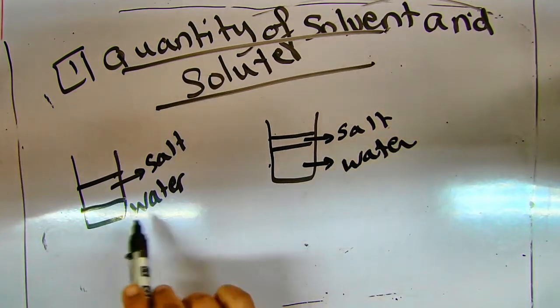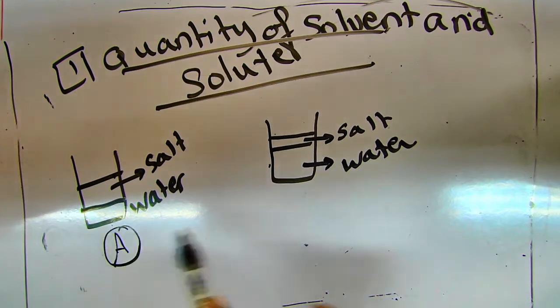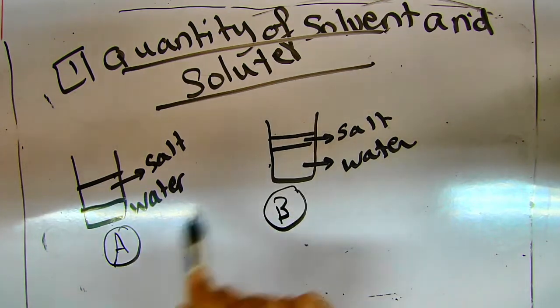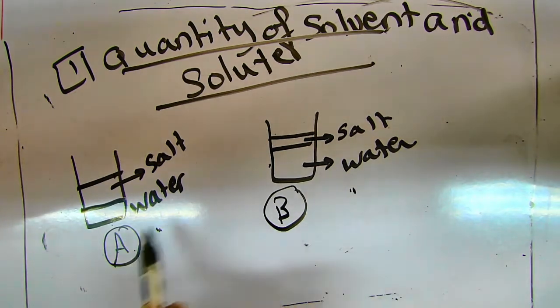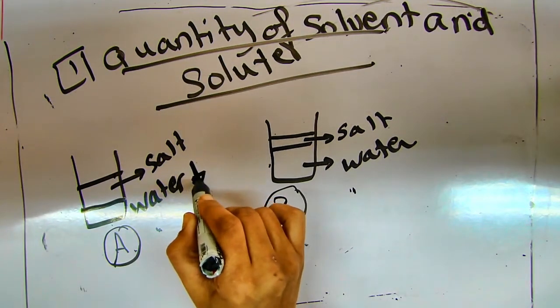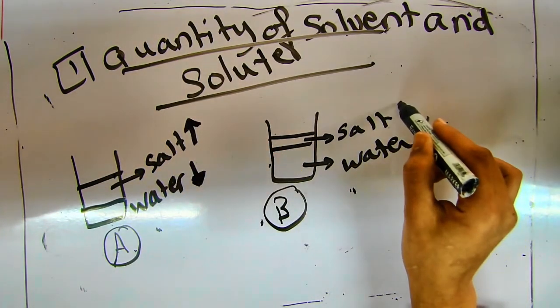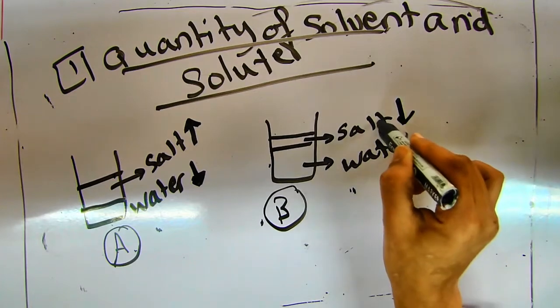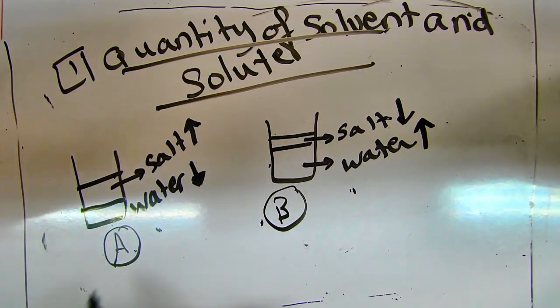I'm going to start stirring this one, A, and this one, B. I'm going to stir this solution, and this solution. What can you observe in the two experiments? Here I have less water and more salt. On the other hand, I have less salt and more water. Which one will dissolve faster than the other?